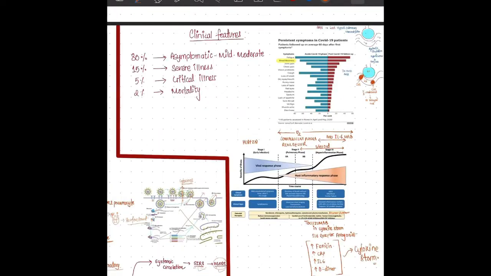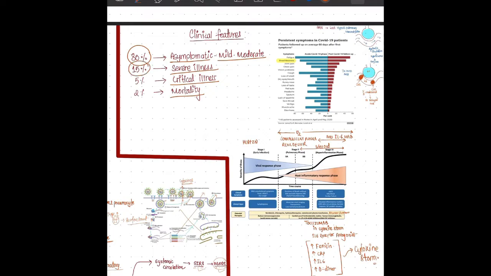Okay, now let's discuss the clinical features of COVID-19. One of the interesting features of COVID-19 is that it has a varied spectrum of clinical features. It extends from being asymptomatic to mild to moderate symptomatic to severe illness and then critical illness, and finally often causing mortality. The majority of cases, around 80%, are asymptomatic or at most mild to moderate symptomatic without shortness of breath.